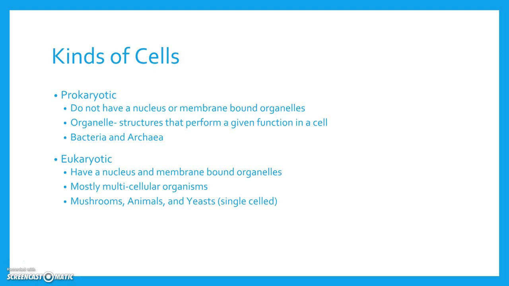There are 2 different kinds of cells. The first kind is prokaryotic, and these do not have a nucleus or membrane-bound organelles. That's going to be your bacteria or your archaea. An organelle is a structure that performs a given function in a cell. The second type is eukaryotic. They do have a nucleus and membrane-bound organelles. These are found in mostly multicellular organisms, so your mushrooms, all animals, and yeast, which is actually single-celled, but it's eukaryotic, so it has a nucleus and membrane-bound organelles. We're going to talk about those a little bit more as we go through the cell in class.